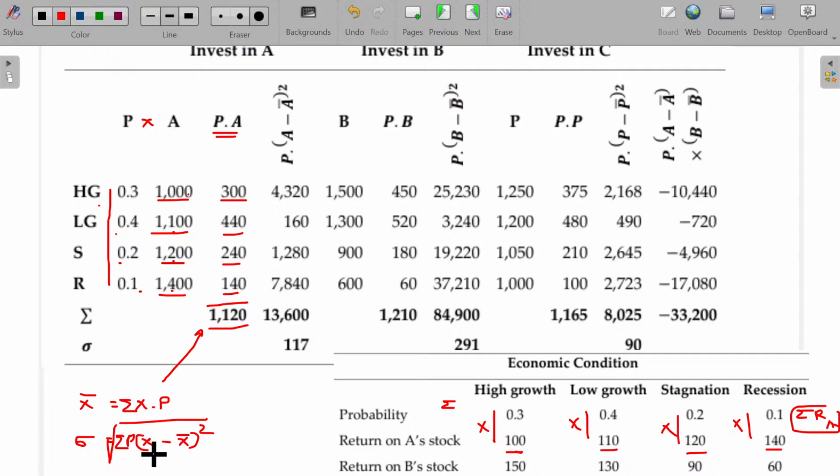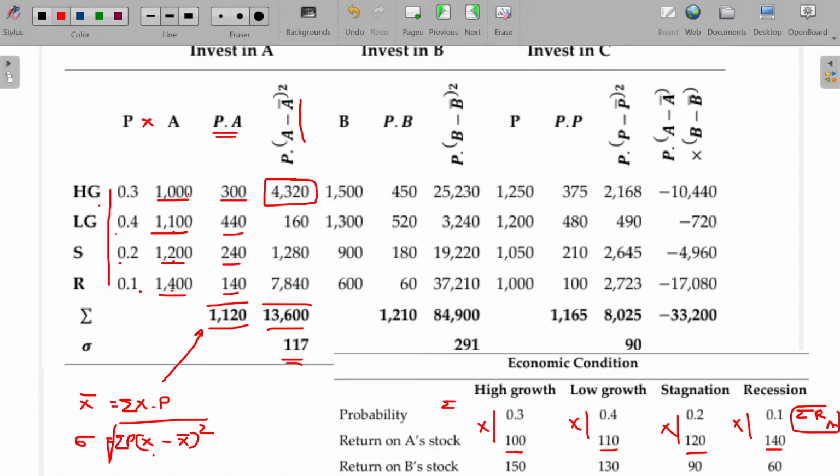So here instead of X, I use A and A bar, to differentiate X and X bar for A and B separately. A minus A bar to the power 2 into probability and take the summation. This is called variance, and taking the root will be the standard deviation. Is that clear? Hope you will be able to understand how to get this value. Try to calculate one number and verify that the same is repeated for the rest.